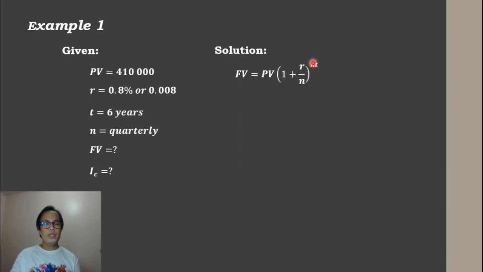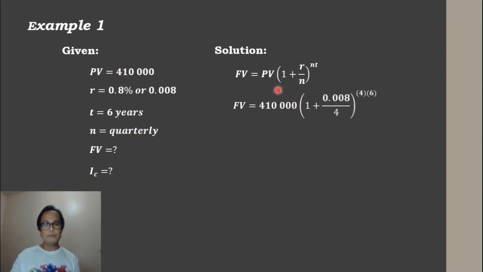So what we need to do here is just simply substitute the values to this formula to solve for the future value. By the way, we cannot solve for the compound interest without solving first for the future value, because compound interest is future value minus the present value. We already have the present value, but we do not have the future value. So we need to solve first for the future value before we can solve for the compound interest. So to solve for the future value, we substitute these values to the formula.